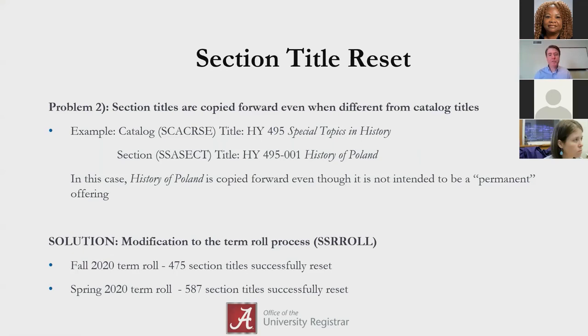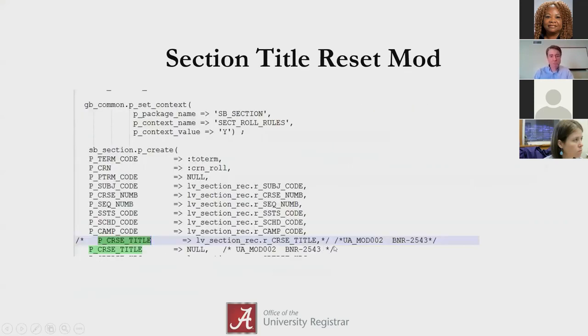So to fix this problem, we kind of cheated. We modded the term roll process, and it resulted in a very good decrease in the number of section titles that were rolled forward that differed from the approved catalog title. And so here is kind of a snippet of the mod that we inserted on that job, where instead of rolling the section title, we are rolling the approved course title. That's basically all that it does. The section title reset.